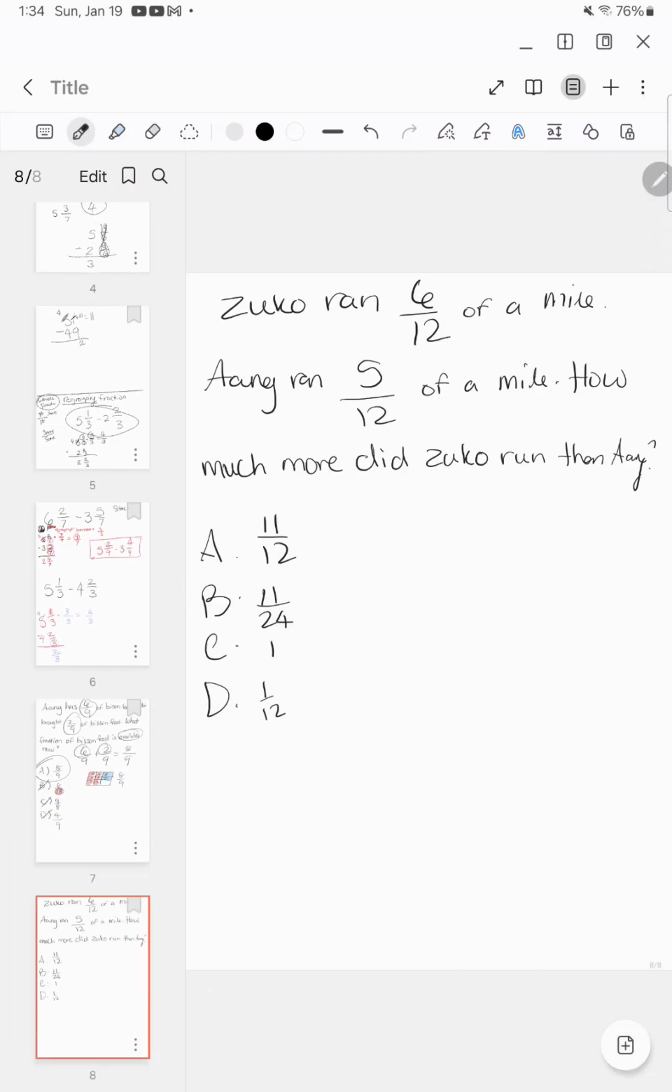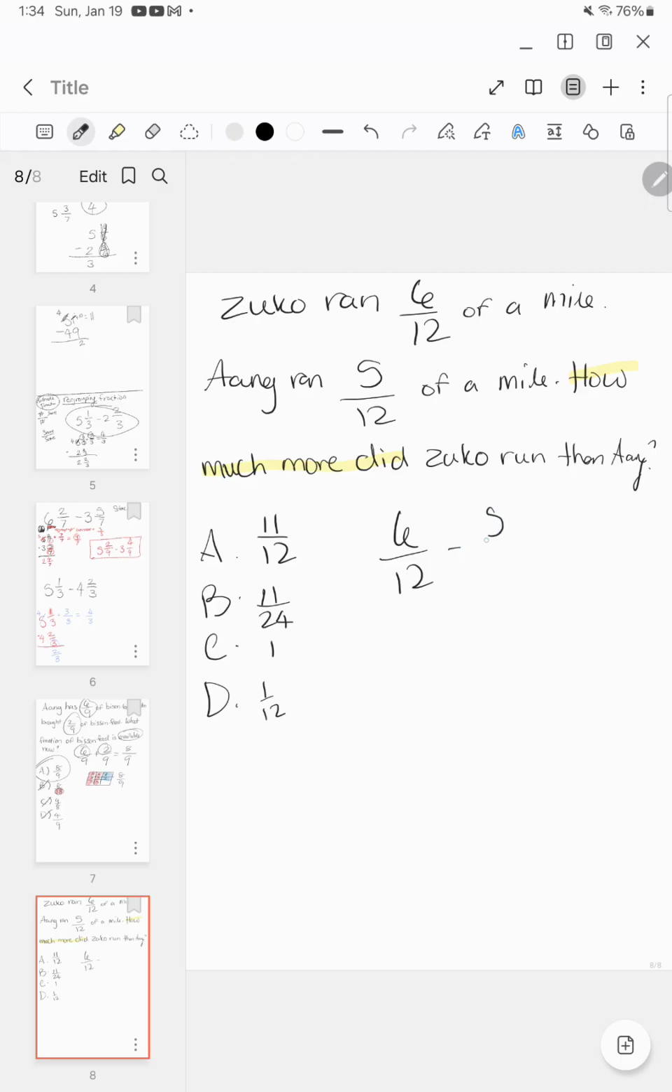I'll give you another one. Now, again, how much more? With this kind of standard, you have to absolutely pay attention to keywords and figure out what the question is asking you. So Zuko ran 6/12 of a mile. Aang ran 5/12 of a mile. How much more did Zuko run than Aang? How much more is a keyword for subtraction? So you're subtracting 6/12.